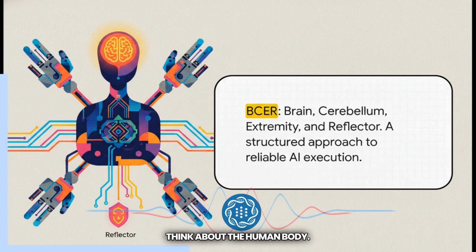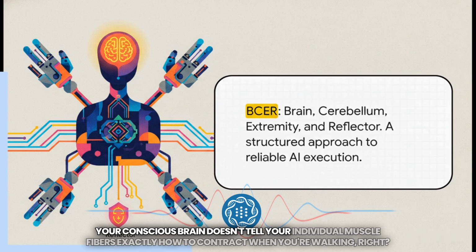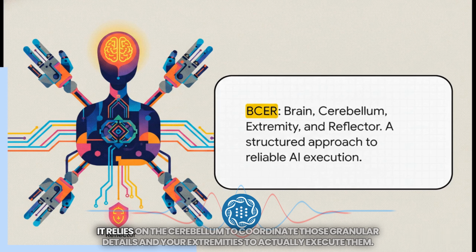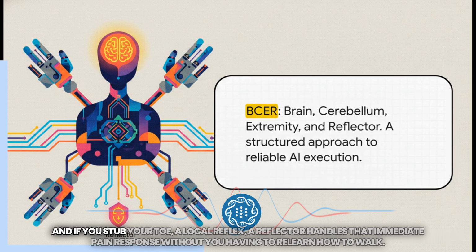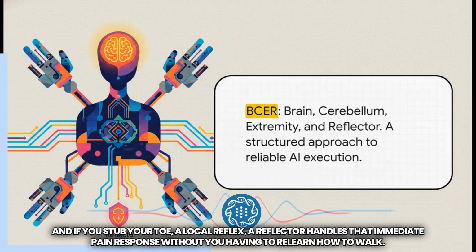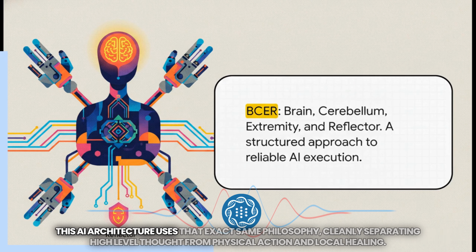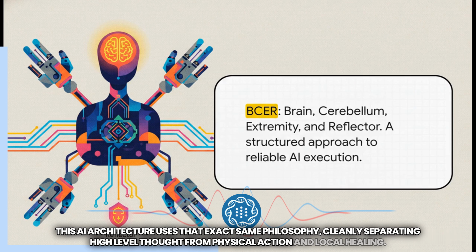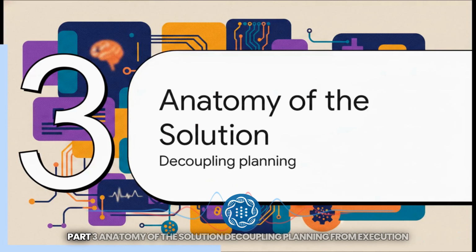Think about the human body. Your conscious brain doesn't tell your individual muscle fibers exactly how to contract when you're walking, right? It relies on the cerebellum to coordinate those granular details and your extremities to actually execute them. And if you stub your toe, a local reflex, a reflector, handles that immediate pain response without you having to relearn how to walk. This AI architecture uses that exact same philosophy, cleanly separating high-level thought from physical action and local healing.